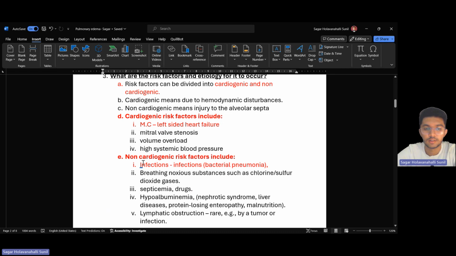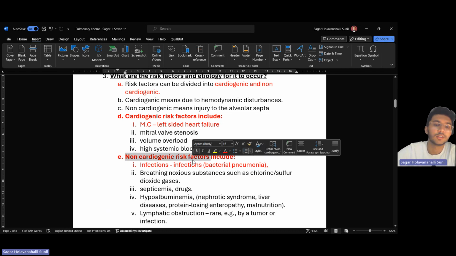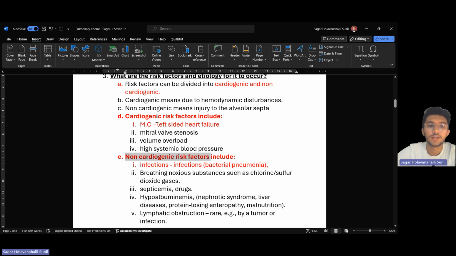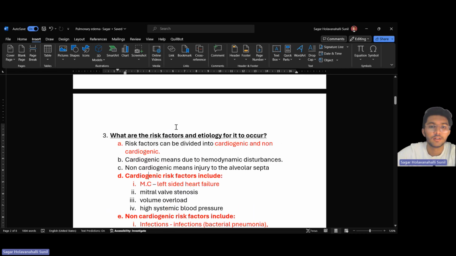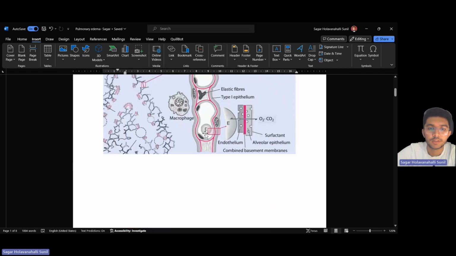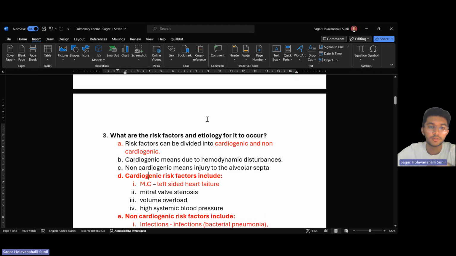That will be covered soon. But essentially, non-cardiogenic risk factors means all those risk factors which directly damage the septa, whereas cardiogenic is something that damages the capillaries or there's some sort of a pathology within the capillaries, and that will lead to pulmonary edema. So again, you have either a direct damage to the septa or you have something going on within the capillaries which will then cause the pulmonary edema to develop.